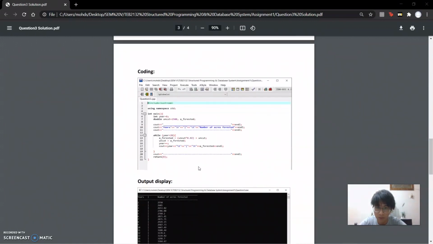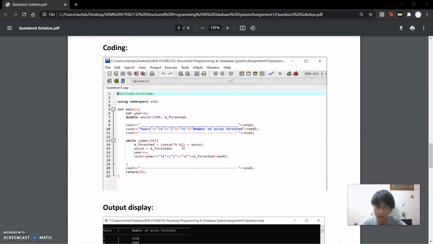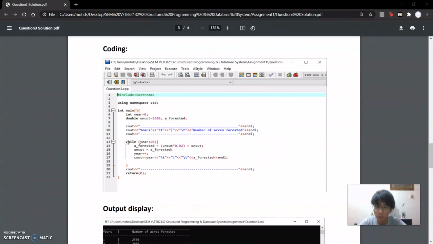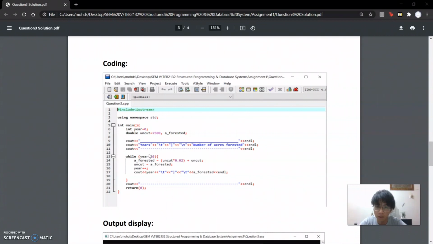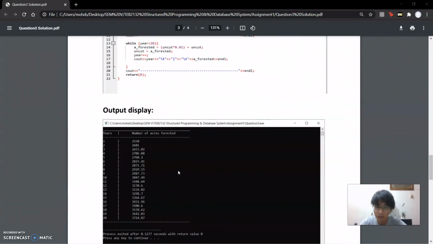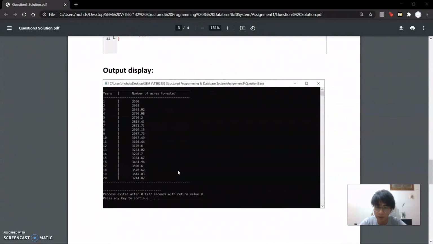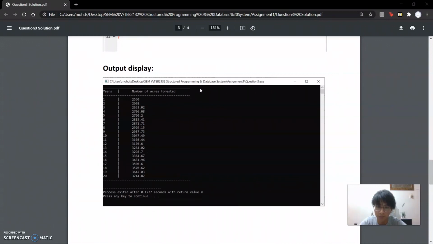So this is the coding that I've been using. We have using the while loop to make the loop, and then this is the output display that I've screenshot from my program that I've been making. So as you can see, each years have been displayed, and the total number of acres forested also been displayed, and in a table form.